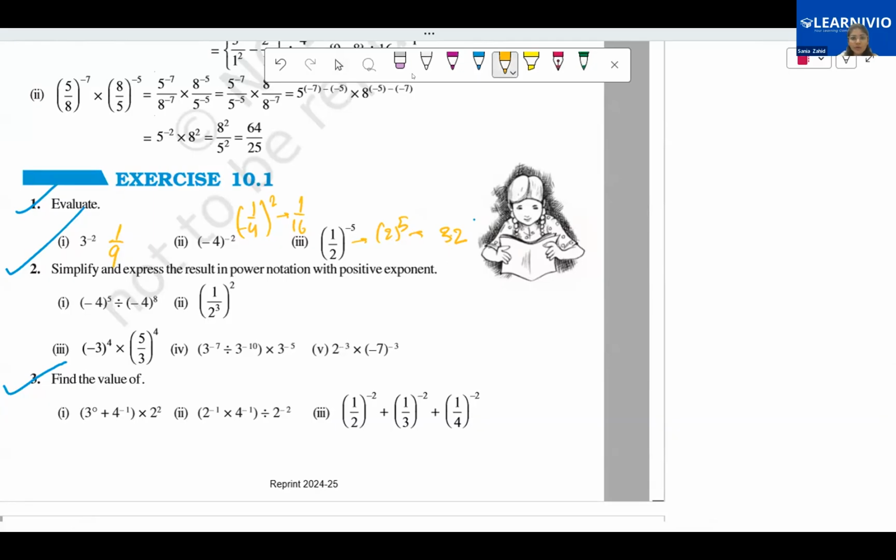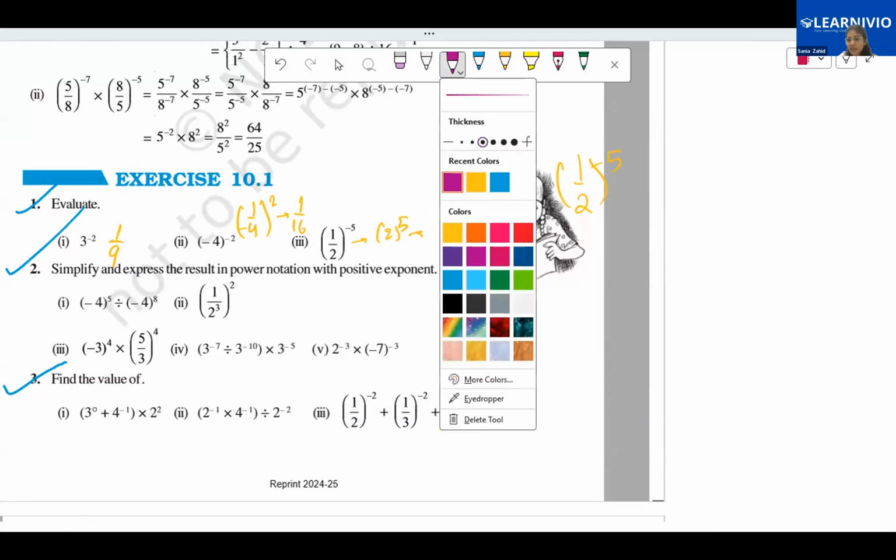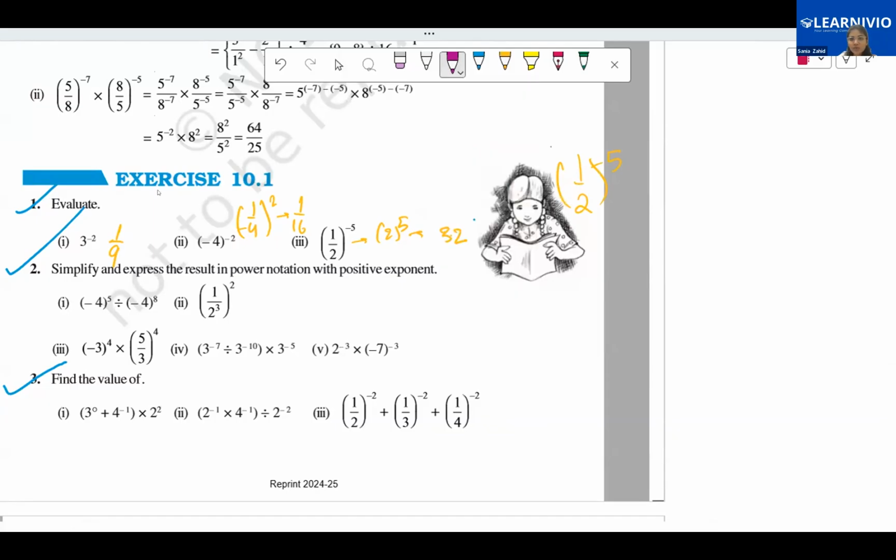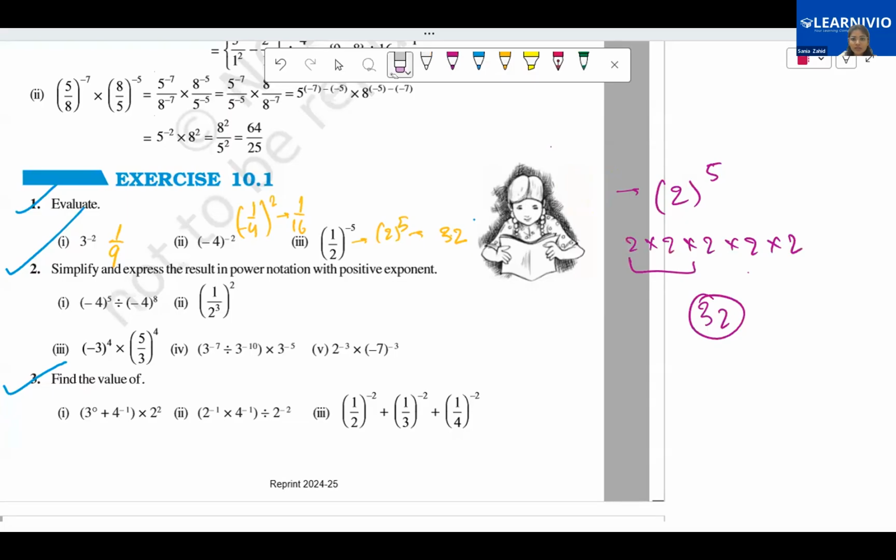No. Harmin, what you do here is, the question is 1 by 2 raised to the power minus 5. You have a negative power. So whenever we have a negative power, we try to make it positive. And how do you do that? You reciprocal the base. So it becomes 2 to the power 5. What is the meaning of 2 to the power 5? 2 into 2 into 2 into 2 into 2. Then you solve it further: 4, 8, 16, 32. Okay, so this is how you will solve it.